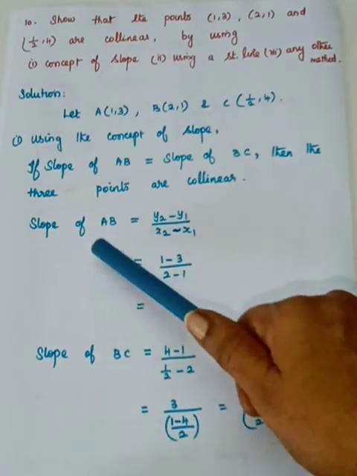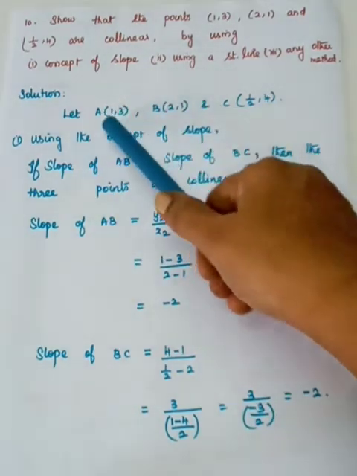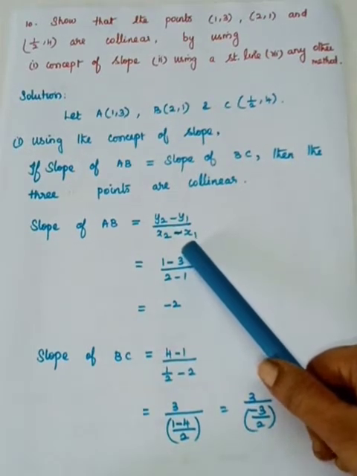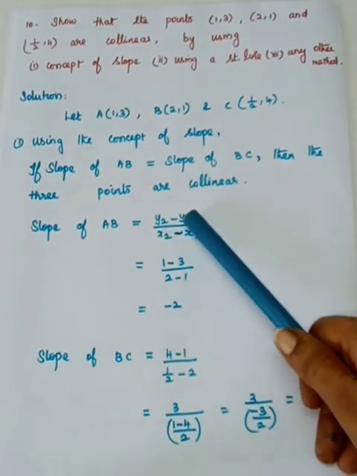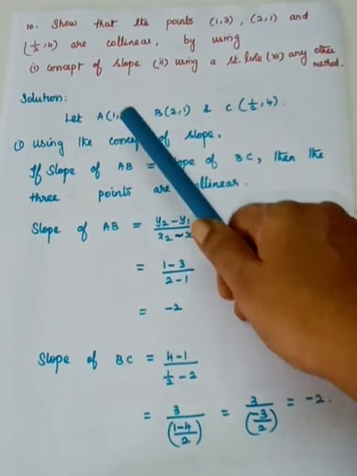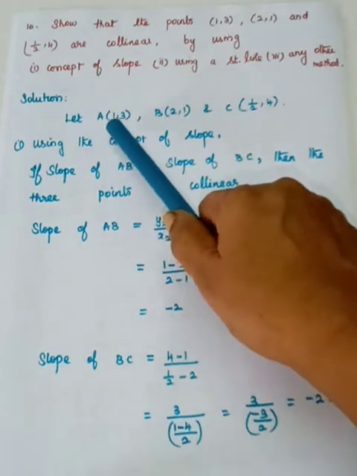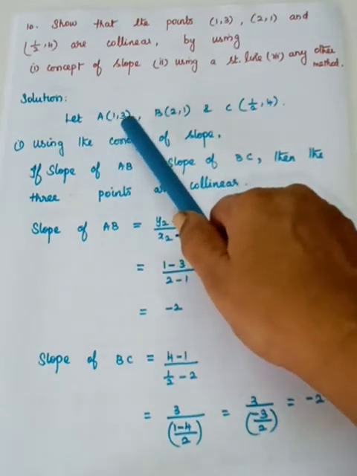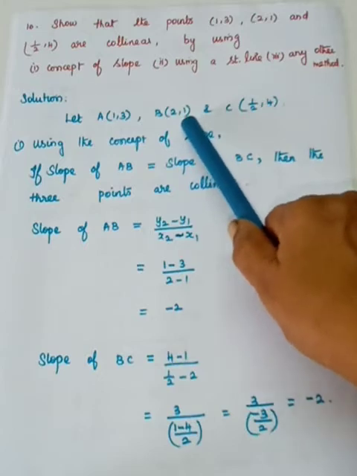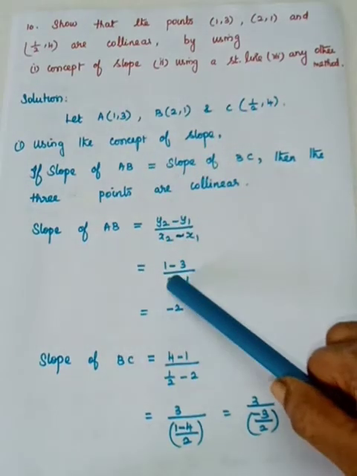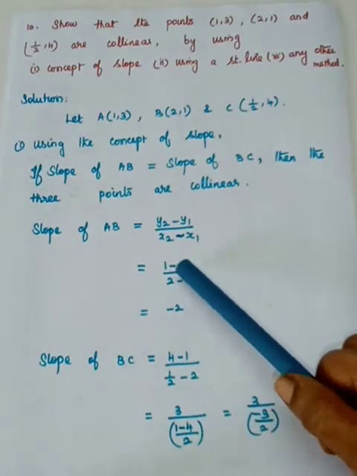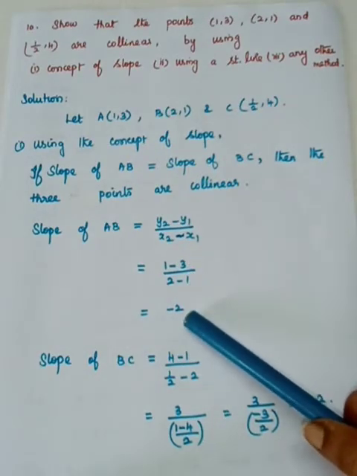Slope of AB: here A and B, the 2 points, are given. So how to find the slope? If 2 points are given, the slope is (y2 minus y1) divided by (x2 minus x1). So A has to be taken as (x1, y1), and B has to be taken as (x2, y2). Therefore, (1 minus 3) divided by (2 minus 1). 1 minus 3 is minus 2. Minus 2 divided by 1 is minus 2.